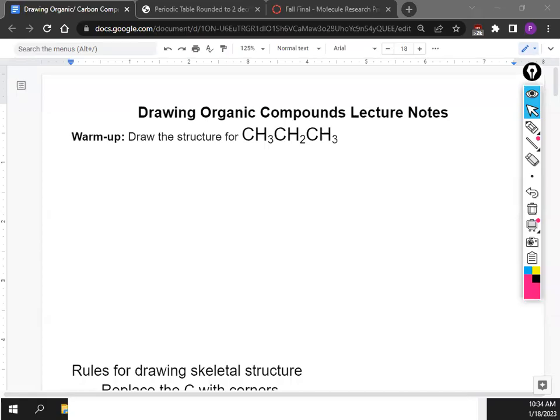Okay, so today we're going to start off by going over what we did last time about drawing the structures for these chemicals. So I have a formula for you right here. First thing you want to do is count the electrons.